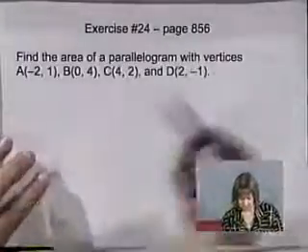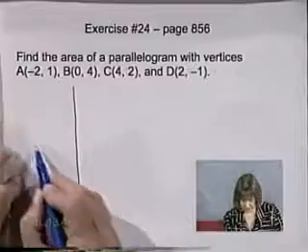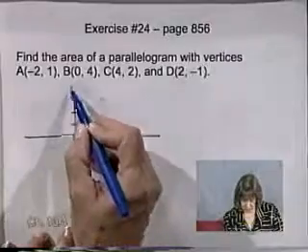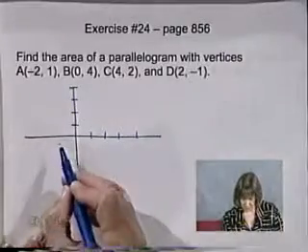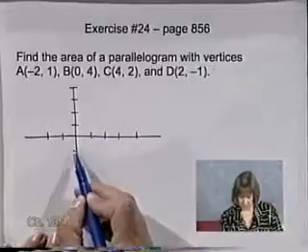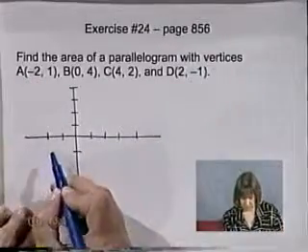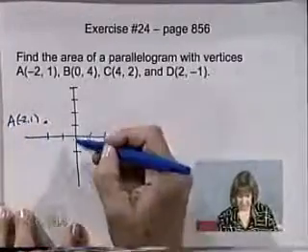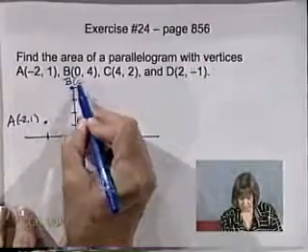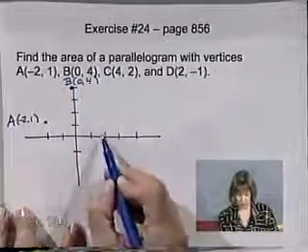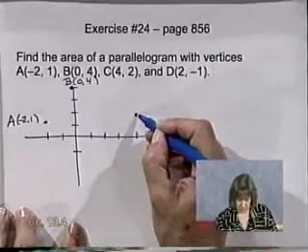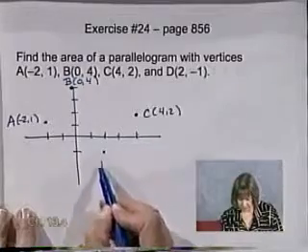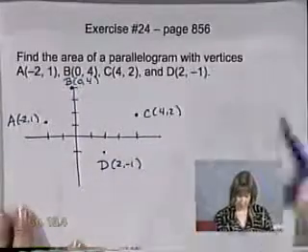Now let me just take a second to draw this. Let's see here. Okay, we're going to go all the way to 4. 1, 2, 3, 4, 1, 2, 3, 4, -2, and the lowest we're going is -1. So we've got -2, 1, which is right here. B is 0, 4. C is 4, 2. And D is 2, -1. Okay, and here is your parallelogram.